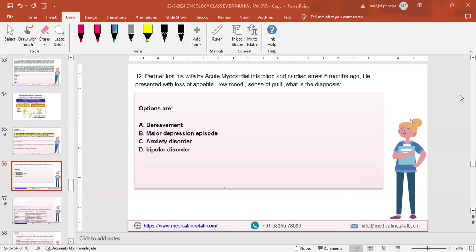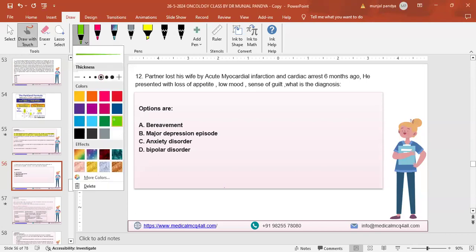Yes, Dr. Ahmadi, what's the diagnosis? It is likely to be depression, sir.